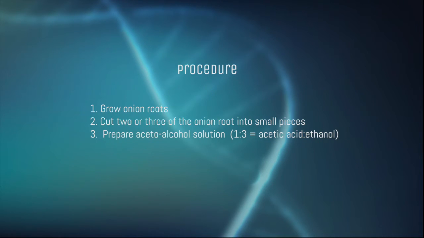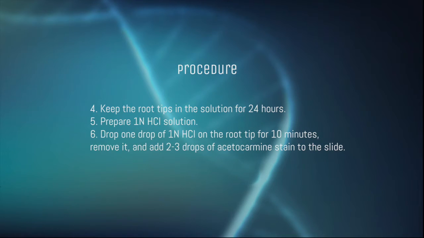Following were the procedures. First, we needed to grow onion roots. Then, we got 2 or 3 roots of onion and cut them into small pieces. Before the actual observation, we needed to prepare an acetic alcohol solution of 1:3 ratio of acetic acid and ethanol. Keep the root tips in solution for 24 hours. Then place 1 drop of HCl solution on the root tip for 10 minutes.